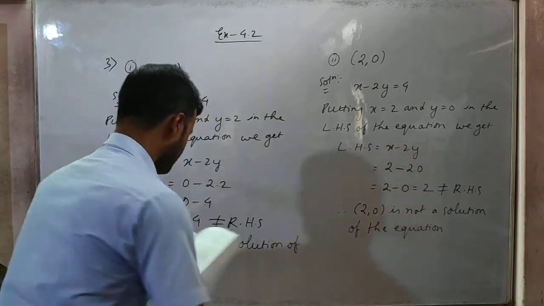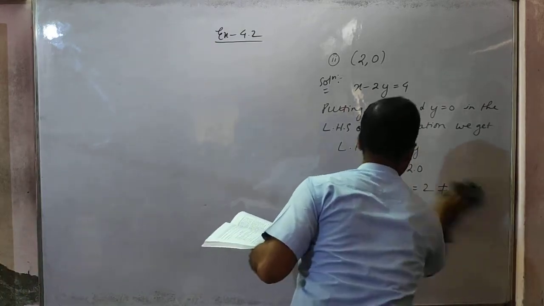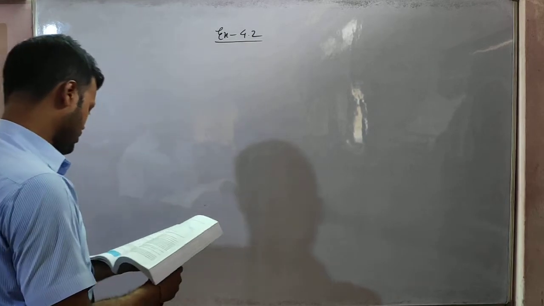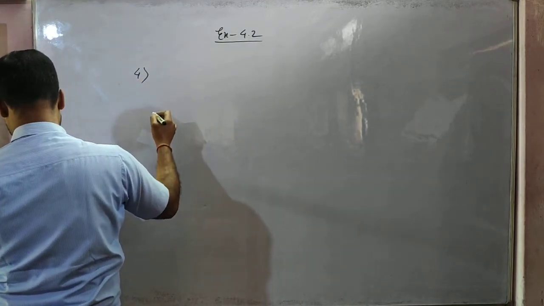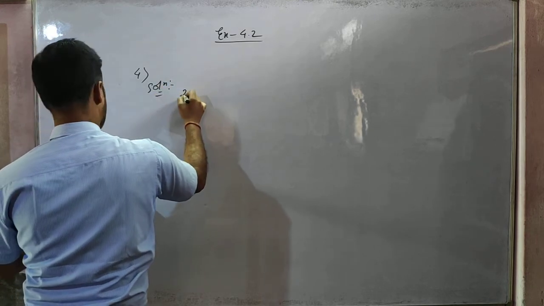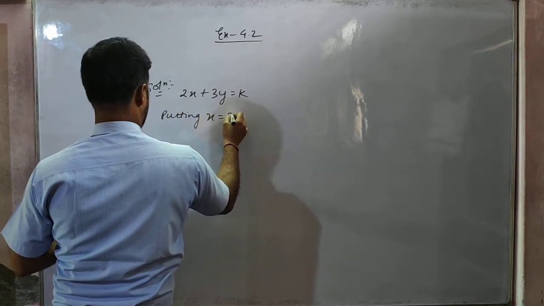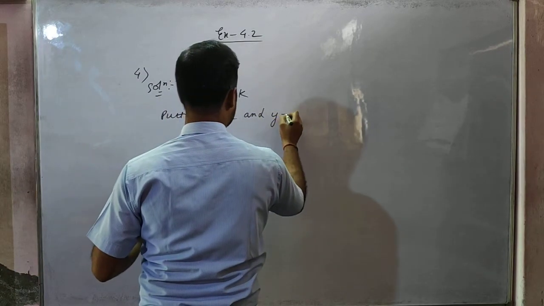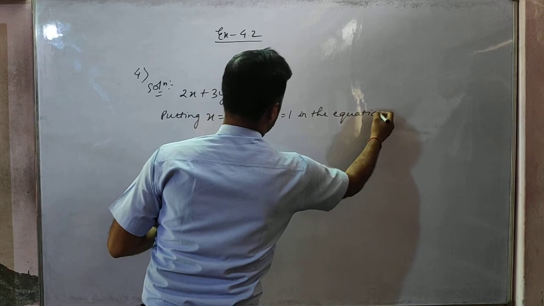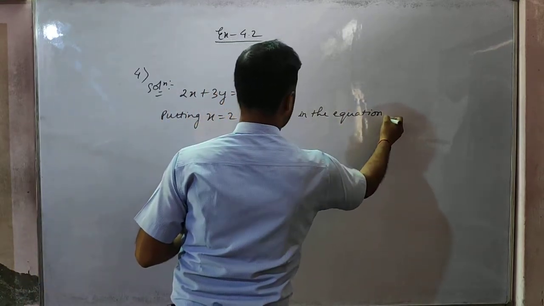And number 4, find the value of k. Find the value of k if x is equal to 2 and y is equal to 1. Putting x equal to 2 and y equal to 1 in the equation.